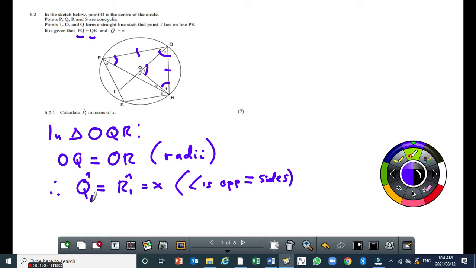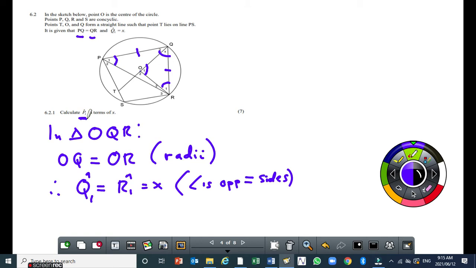Are you all clear with this part? If you have got a question, you have an opportunity to ask. Yes, sir. Now, if R1 is equal to X, how is that equal to P1? To find P1, because that's the objective, I have to find this angle O first. I'm not finished, because in the question I need to find P1 in terms of X.